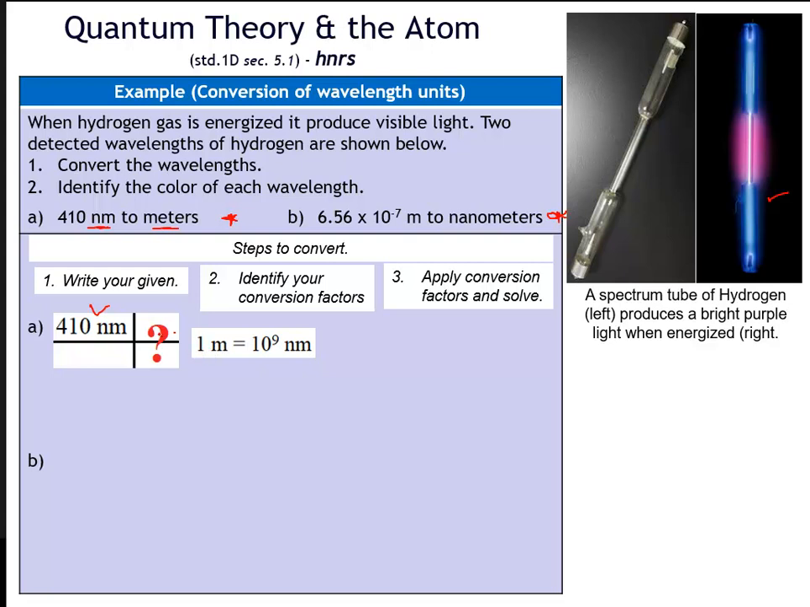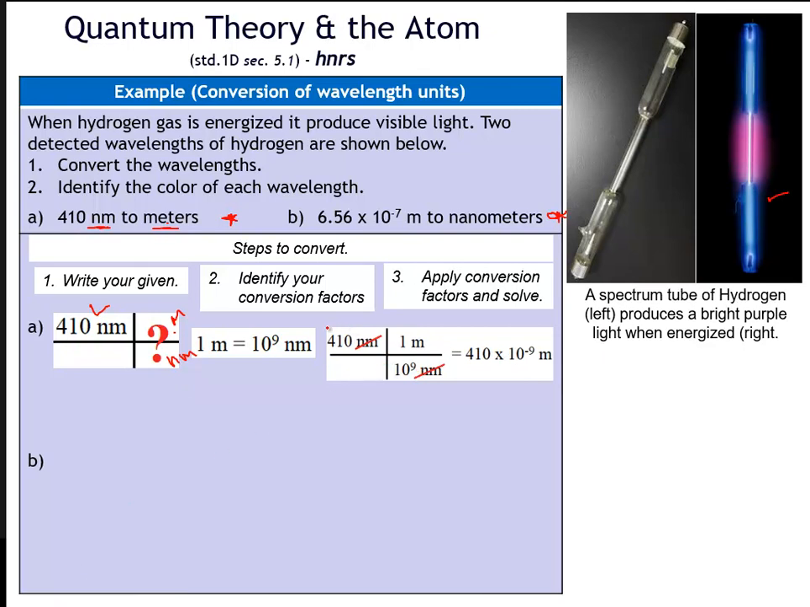So how are we going to put this? We're going to put this 1 meter on top or 1 meter in the bottom. Remember that we want to cancel our given units, right? So that we are left with the new unit that we want. And we want to convert this into meters. So our meters is going to be placed above, and our nanometers will be placed below. So this looks like that, right?